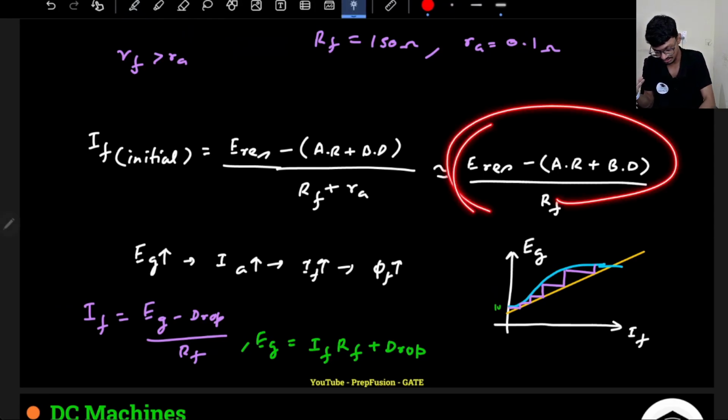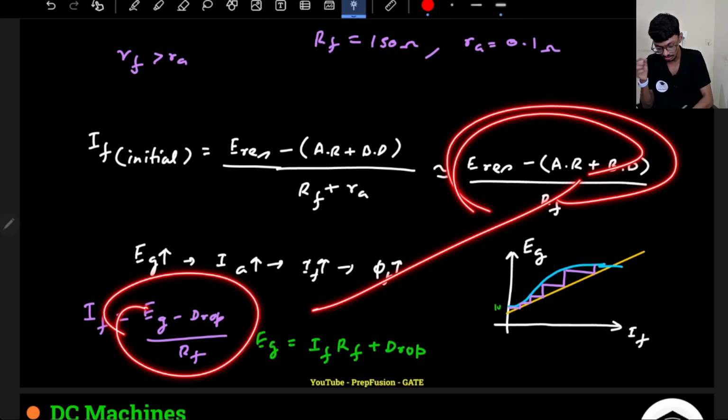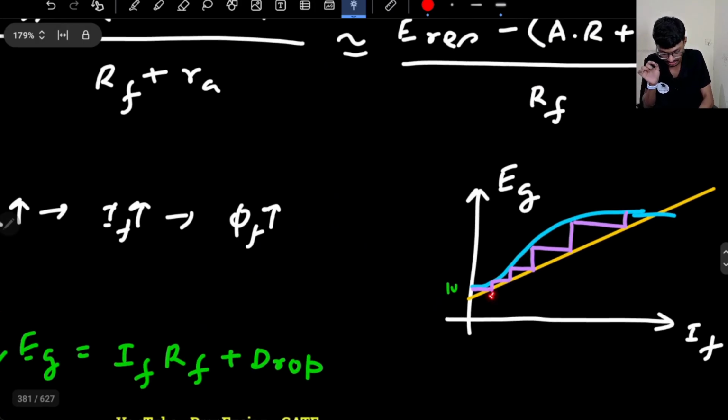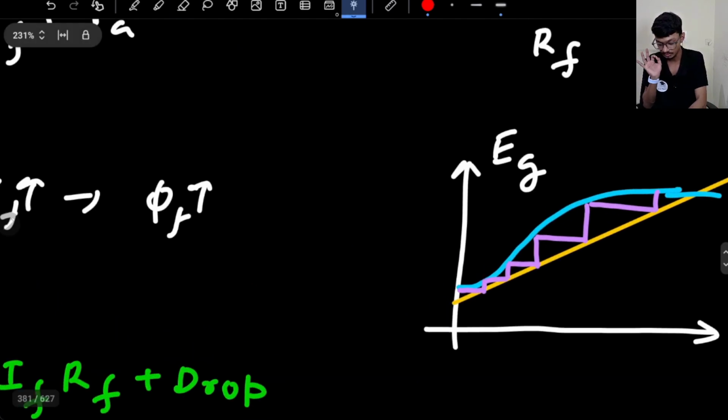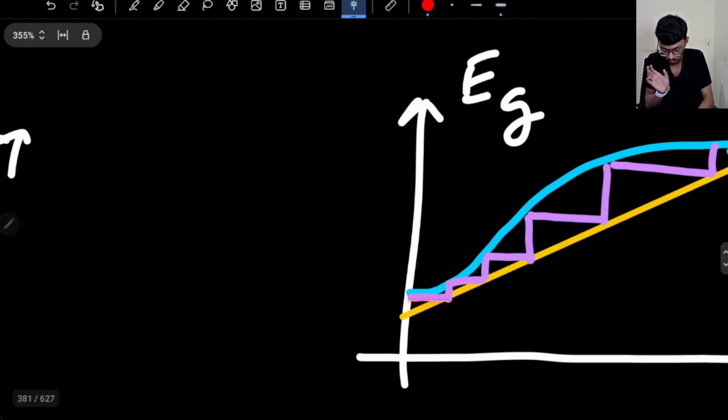How did I calculate it? Using this equation. Same equation as this, right? So it has to touch the straight line because I have to follow the equation, okay? I have to follow the equation. So that's why the IF value will be corresponding to this equation at this point. So the increase in the IF value will be like this.